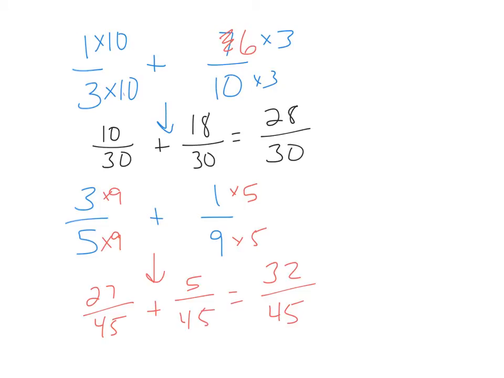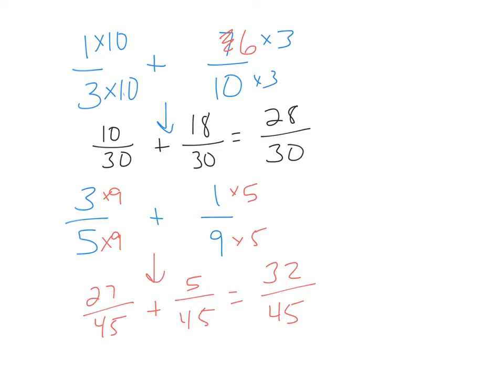Okay, the answers are in, and the correct answer is 32/45. Notice that I multiplied by the opposite denominator for both the numerator and the denominator on both sides. I did my calculations, my denominators were the same, and I added everything up, and it worked out perfectly.